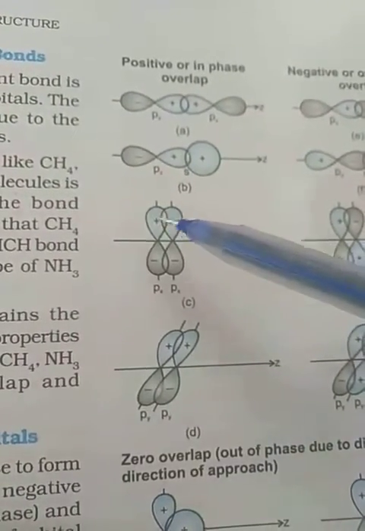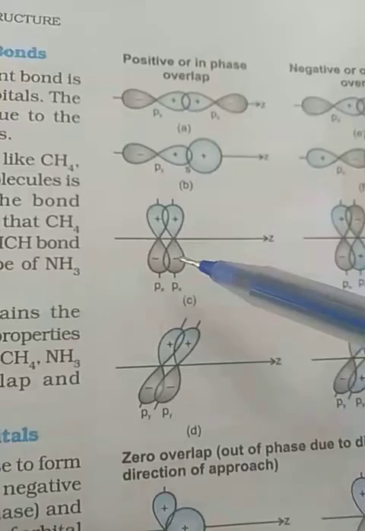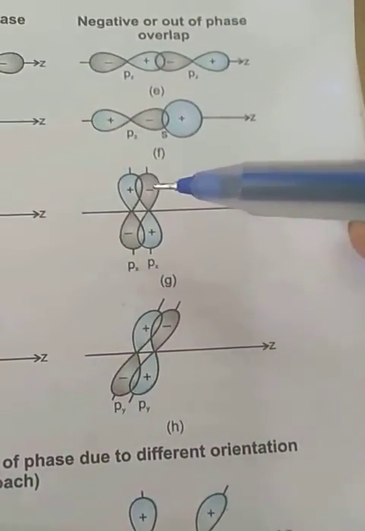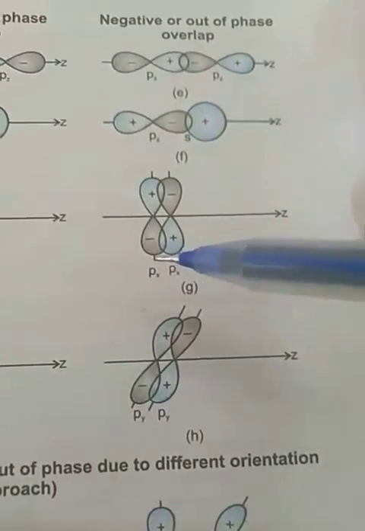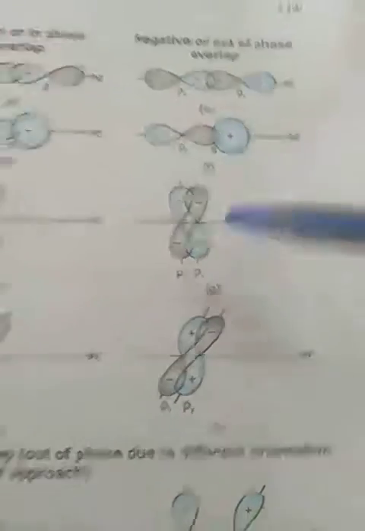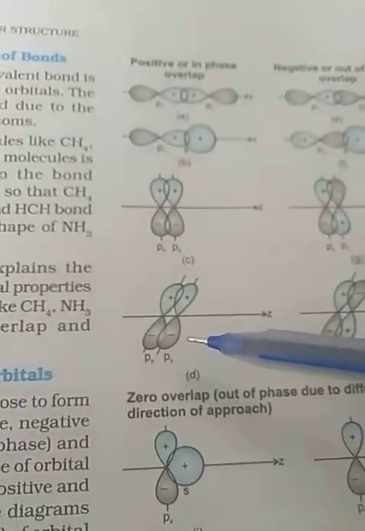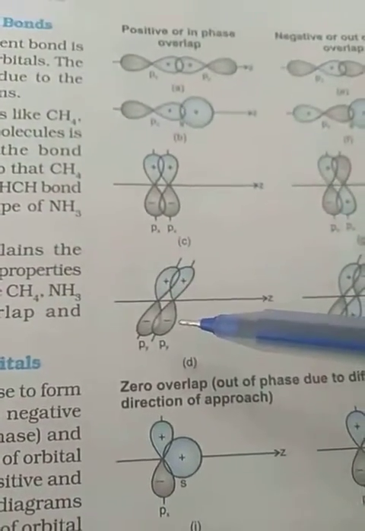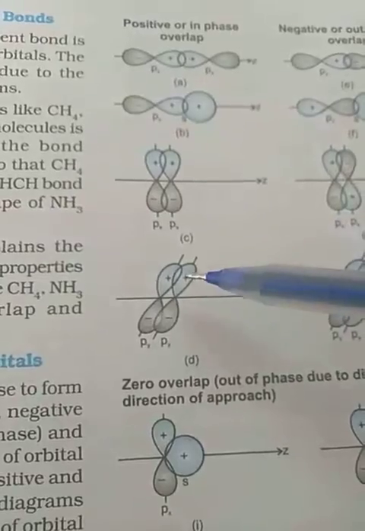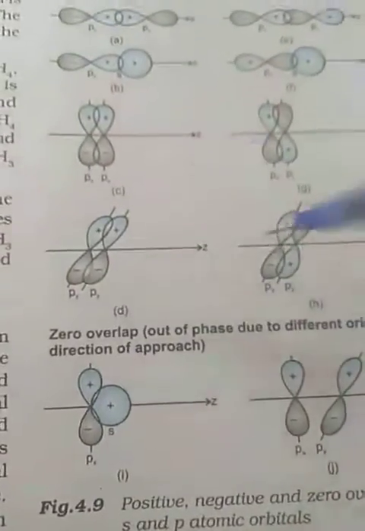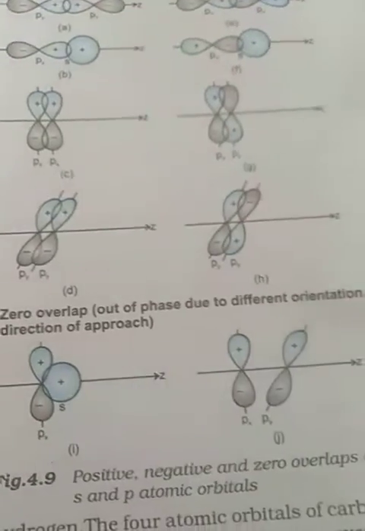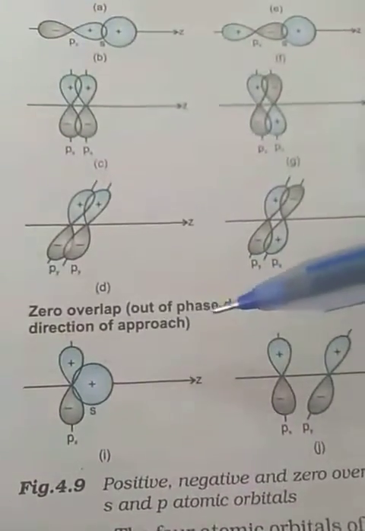So overlapping in this way, same charge, same charge. So this is positive. In this way overlapping is positive, negative, negative, positive. This overlapping for p orbitals is called the negative. Like that, if they are in a slanting position, see, px py, positive positive, negative positive. Now zero overlap, out of phase, due to different orientation, direction of approach.